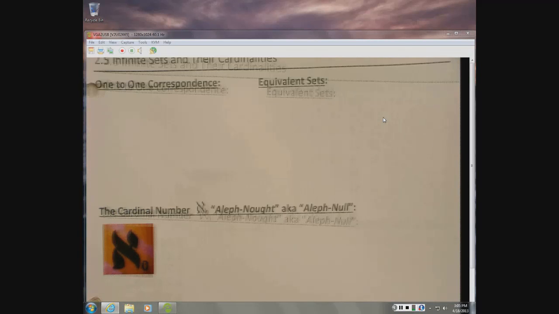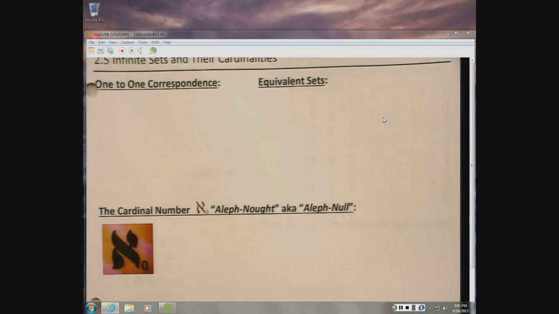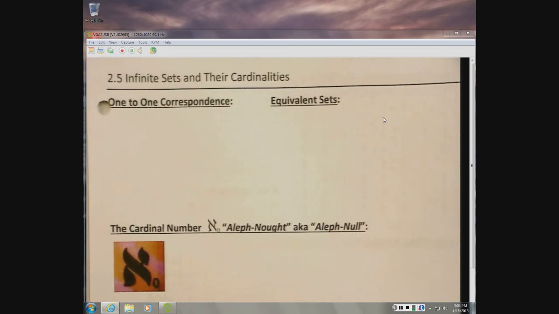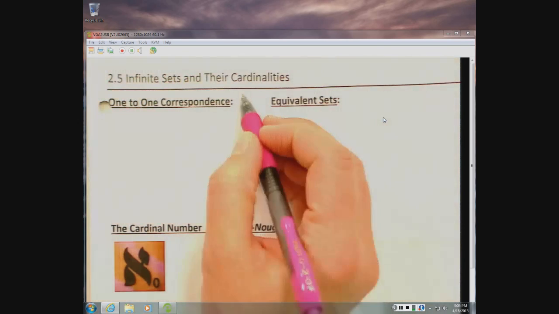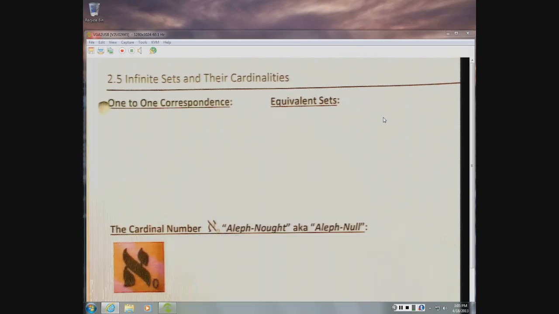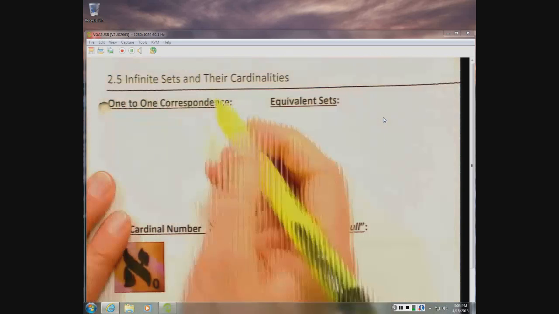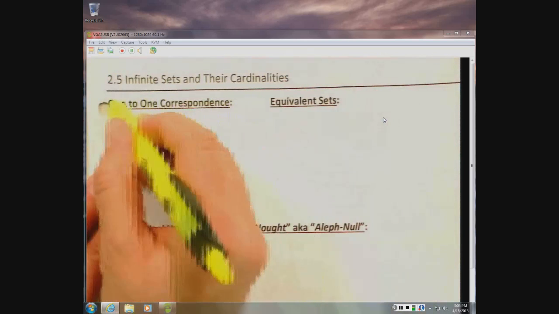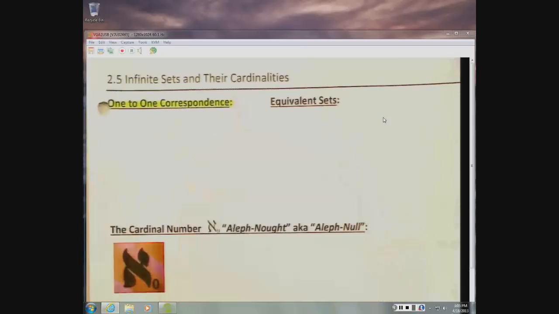Okay, hello class. Today we're going to be talking about infinite sets and their cardinalities. Just a refresher, the cardinality of a set refers to the number of unique elements within that set. Now, one idea that's going to be very important today is this idea of a one-to-one correspondence. So go ahead and copy this down.